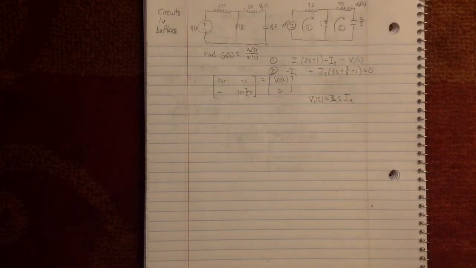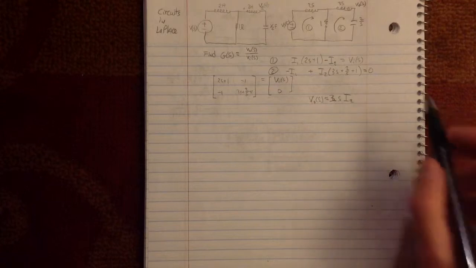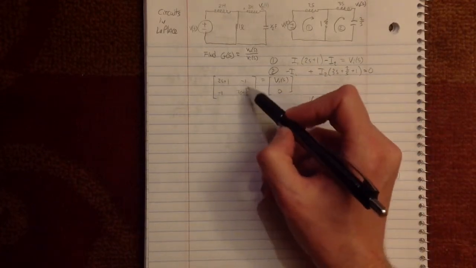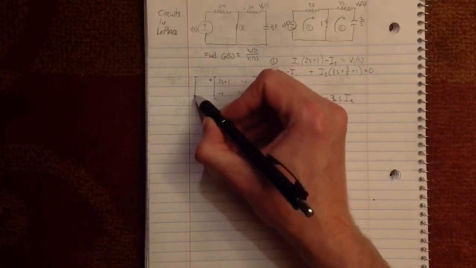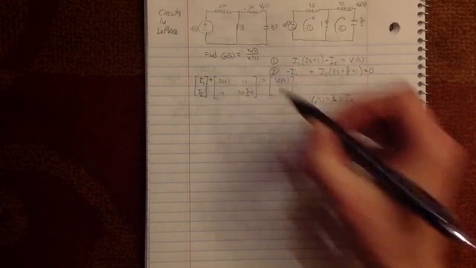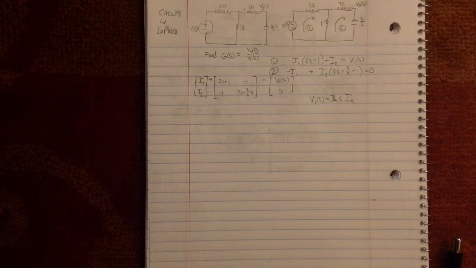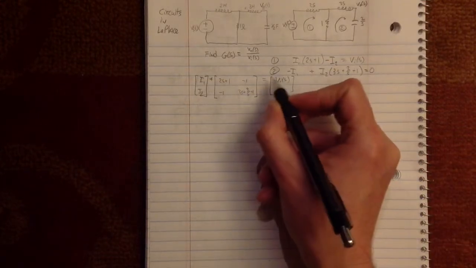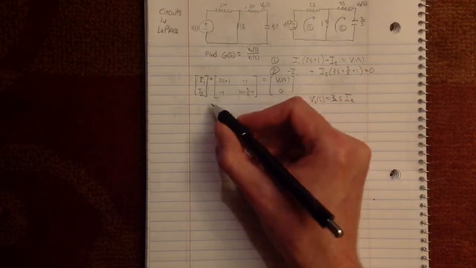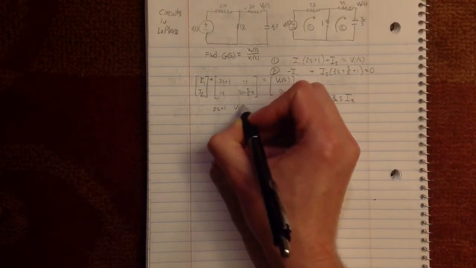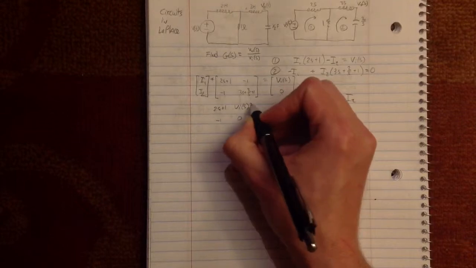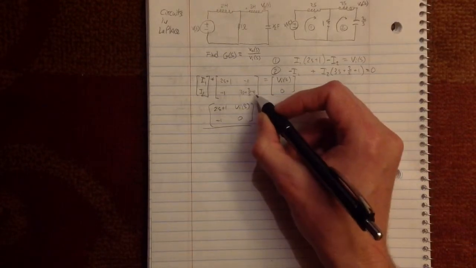So let's find I2. If you took linear algebra, you would know of Cramer's method, where you basically take, so this is I1, this is I1, this is I2, this is I2. You need to take the output, put it over what you're trying to find. So this is I2, and divide it by the determinant of right here. So you get 2s plus 1, Vi of s, negative 1, 0, over the determinant of this.